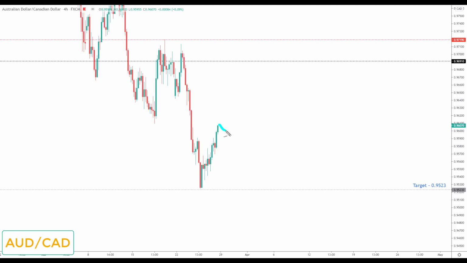Any continued correction for what looks like this fourth wave would be viewed as the opportunity to look for short positions in this market down to the next key area of support to the downside and the target set from last week, 0.9523. Aussie Cad, certainly one to keep an eye on next week.